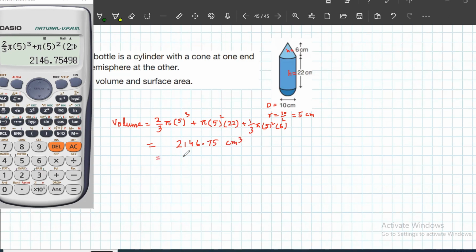And for three significant figures, we can say 2150, because once you round off the 6, you have to add 1 here. That means 2150 centimeter cube. This is the required answer of the volume.